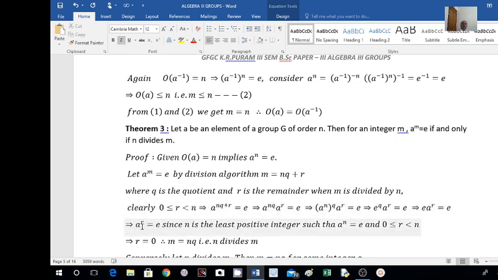Now here, by raising the power r, I am getting a to the power of r equal to e. Then what is the value of r? r lies between 0 and n minus 1. Here, r must take the value 0, because given that the order of a is equal to n, n is the least positive integer such that a to the power of n equal to e. If we take any integer less than n, then I cannot get this value equal to e. The only possibility is r equal to 0.